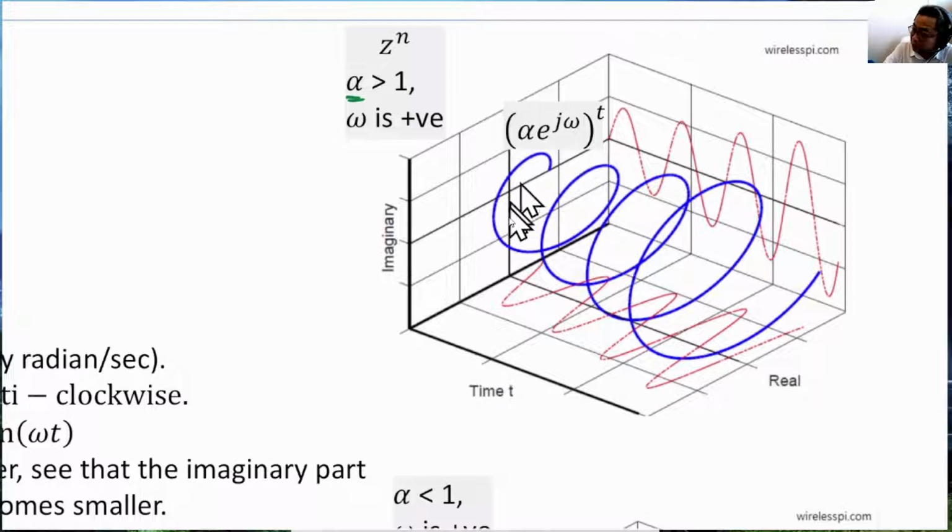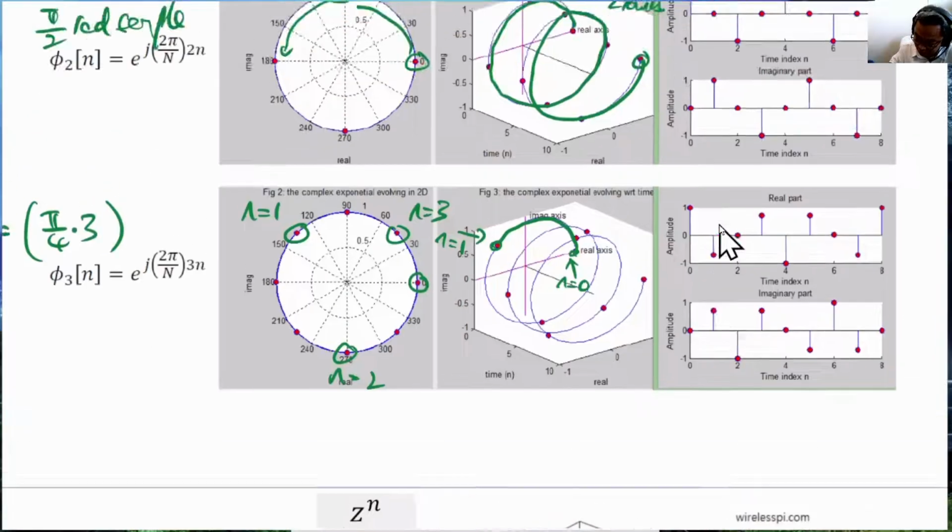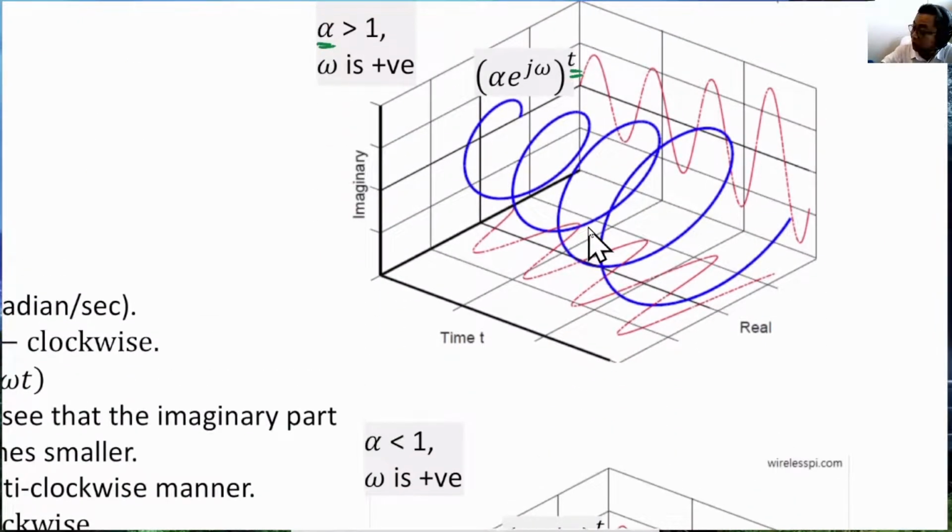Now I've drawn a blue line. Here the blue line is for a continuous version of the complex exponential, so that you don't see all the holes in between like here. So I just draw the blue line to represent the continuous time version. To get the discrete time version, of course, you sample it at the discrete points.